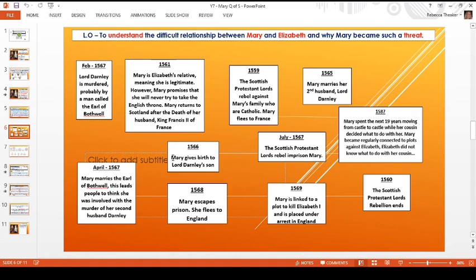So read through all of these sections for me, please, and then write them down as a timeline so you have got the full picture as to what happened between Elizabeth and Mary. This will probably take you a while, so you might need to have this paused for quite a little bit, and then I'll go over the answers with you. So pause me now, please.